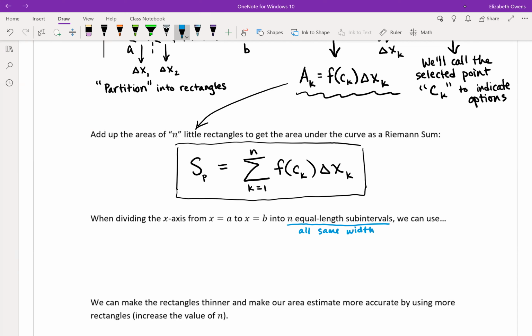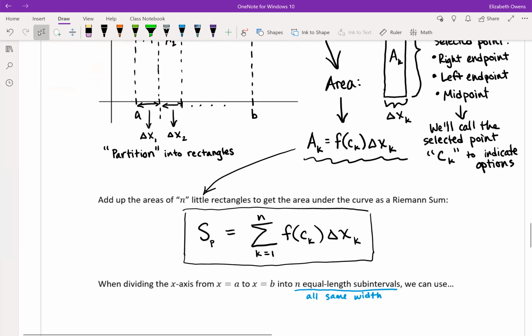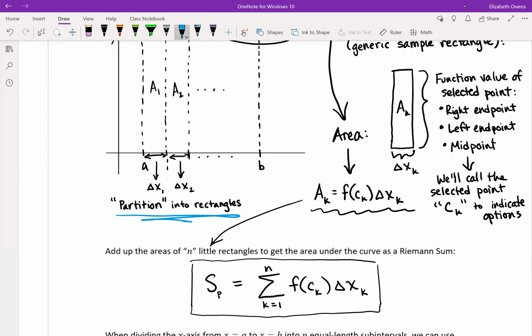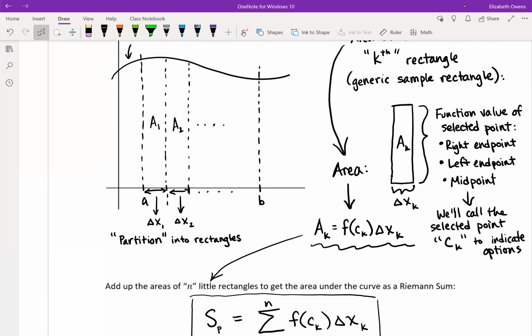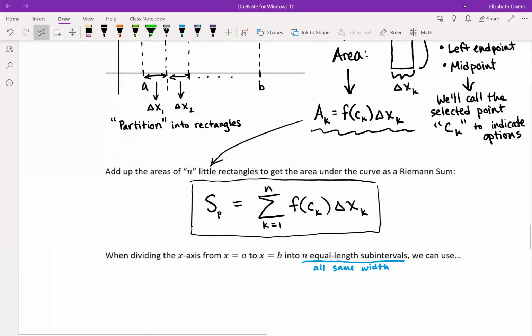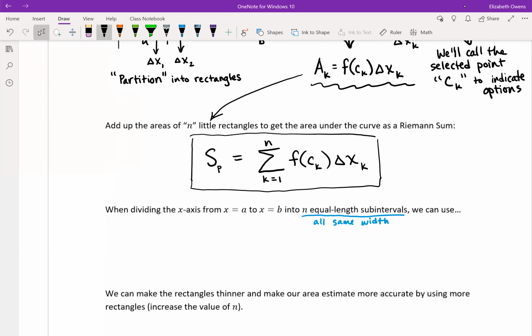Remember, when you're making your partition of this interval from a to b, you actually don't have to use the same size of rectangle for each individual rectangle. In some applications, you can choose to use larger rectangles and smaller rectangles in different parts of the curve, but that is a more complicated process that we don't cover in Calc 1. You'll have to go on to higher maths to get that part. We're going to work with n rectangles that are all the same width.